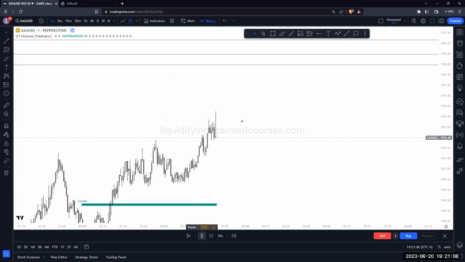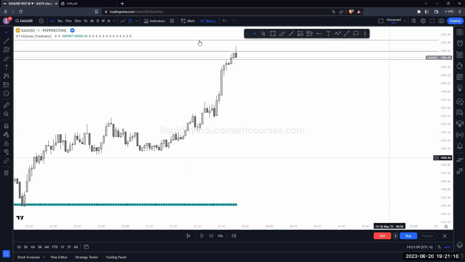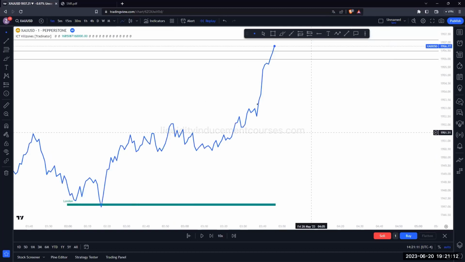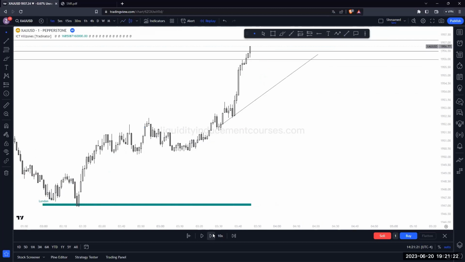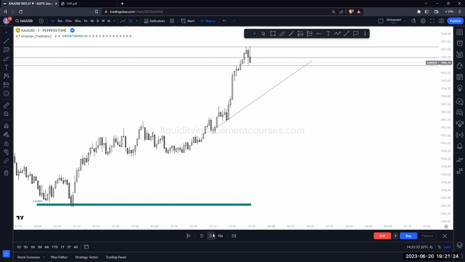Okay, once it touches, you draw your trend line. Line chart, where is your trend line? So in this case, it's this one. Doesn't make sense for me, so I'm just going to be waiting. The logical trend is this one, but it's too far. I'm just going to wait and see what happens.